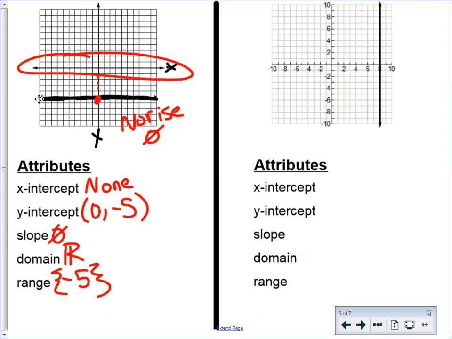So now let's try the next graph, okay? Looking at this line, my first question to you is, is this even a function? Hopefully you're saying no, because I see a vertical line that does not pass my vertical line test. So since this is not a function, I can already say there is no slope, or undefined.